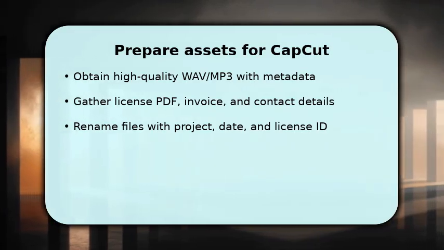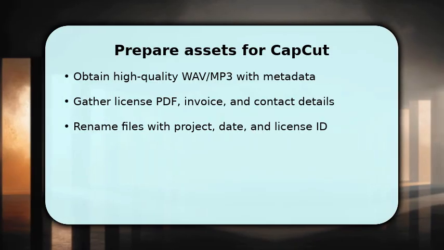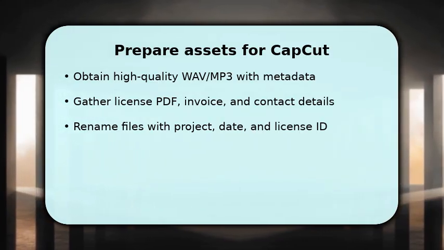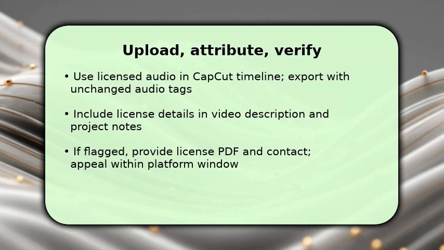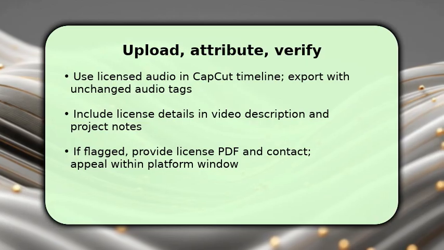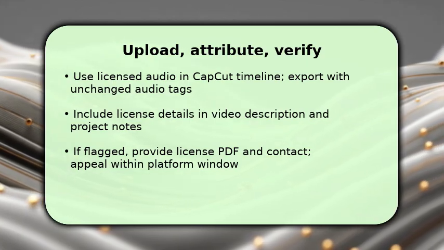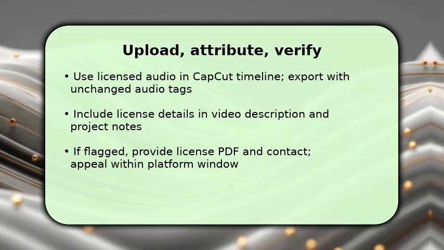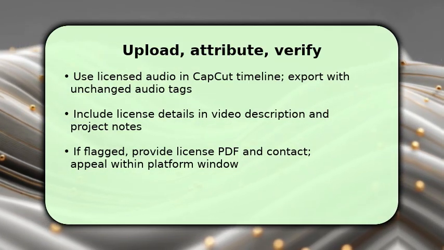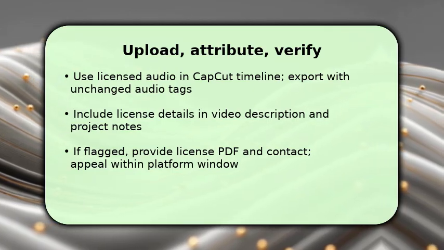When editing in Capcut, import the licensed audio and keep a separate folder on your device or cloud labeled licenses. This speeds verification. Now you assemble and export in Capcut using the license track. Once done, add the license summary and licensor credit in the video description and project notes so platforms and viewers can see permission. Make sure to keep the original license PDF handy.